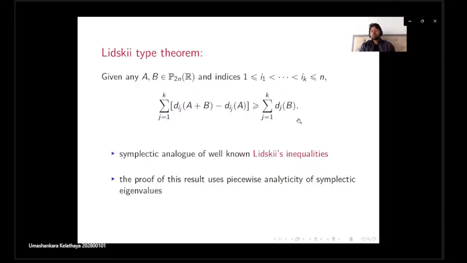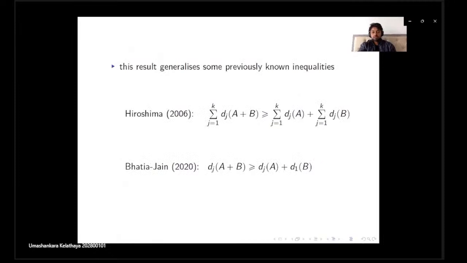Now, this result is a symplectic analog of a result known as Lidskii's theorem for eigenvalues, which is a non-trivial result for eigenvalues as well. And the proof of this result uses our analysis, in particular, it uses piecewise analyticity of symplectic eigenvalues. This set of inequalities for symplectic eigenvalues generalize some previously known inequalities. Here are a few of them.